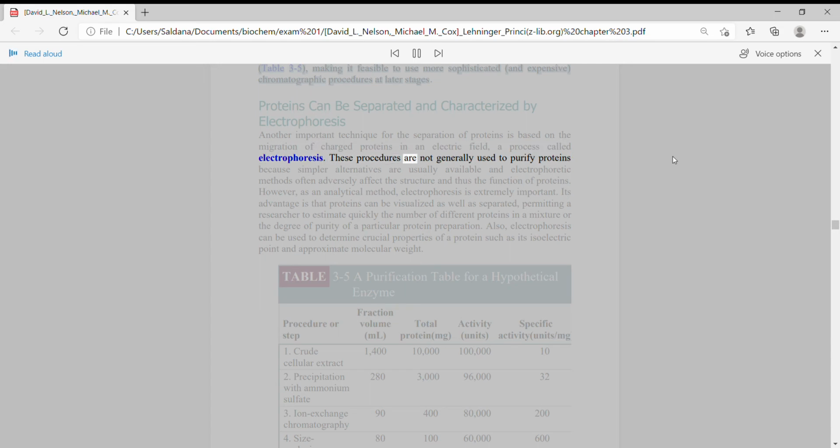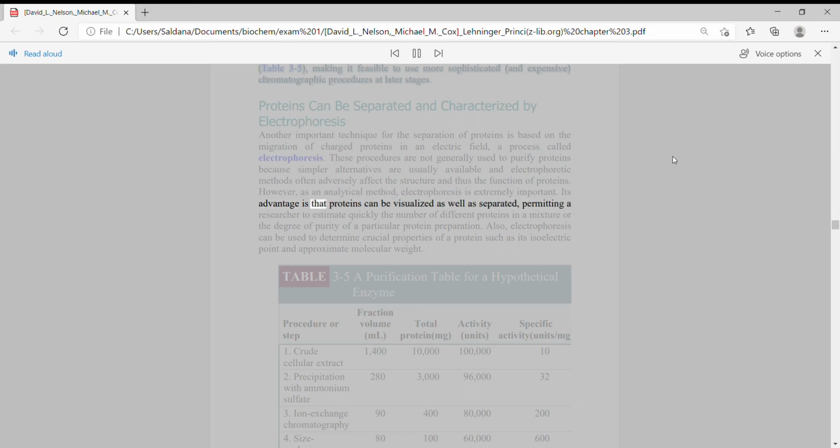These procedures are not generally used to purify proteins, because simpler alternatives are usually available and electrophoretic methods often adversely affect the structure, and thus the function of proteins. However, as an analytical method, electrophoresis is extremely important.